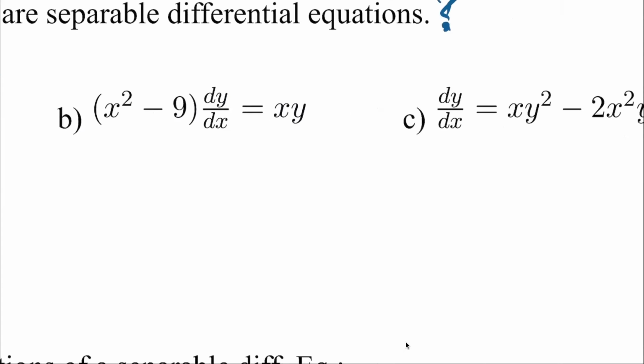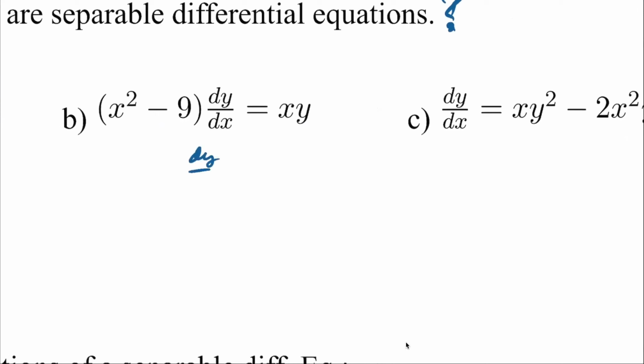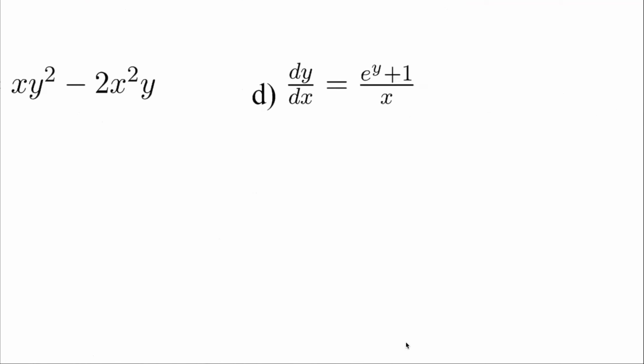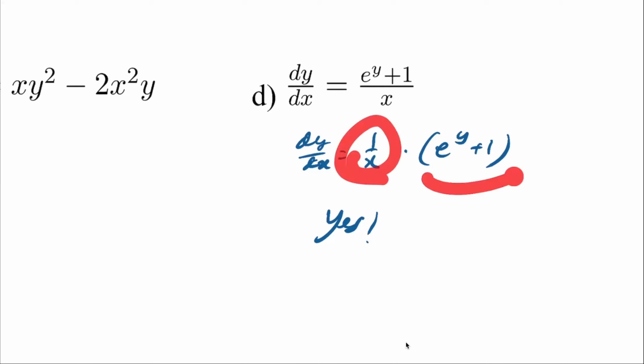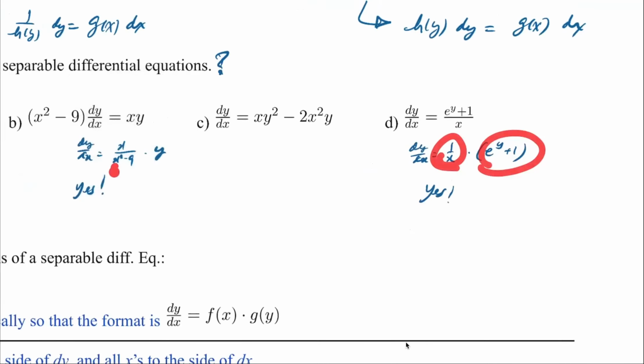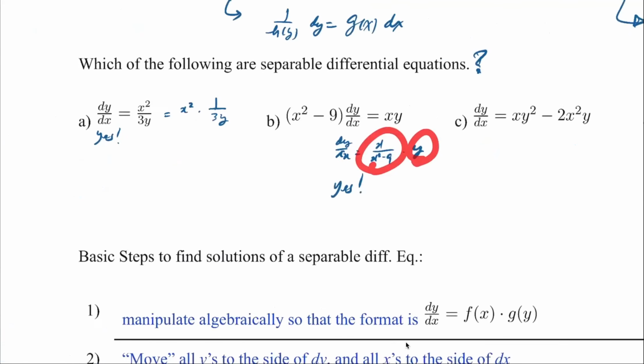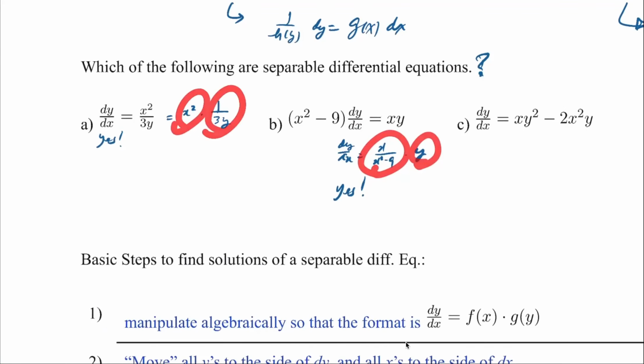How about this? dy/dx is x over x squared minus 9 times y, right? So the answer is yes. Let's get D. So that is dy/dx is equal to 1 over x times e to the y plus 1. So the answer is yes, because this is a function of x and that's a function of y. This is a function of x, a function of y, and a function of x and a function of y.